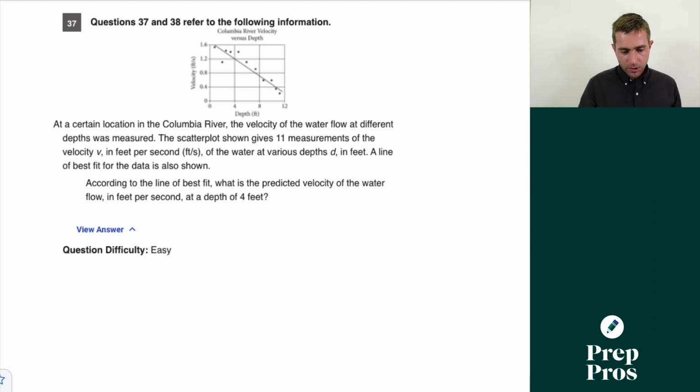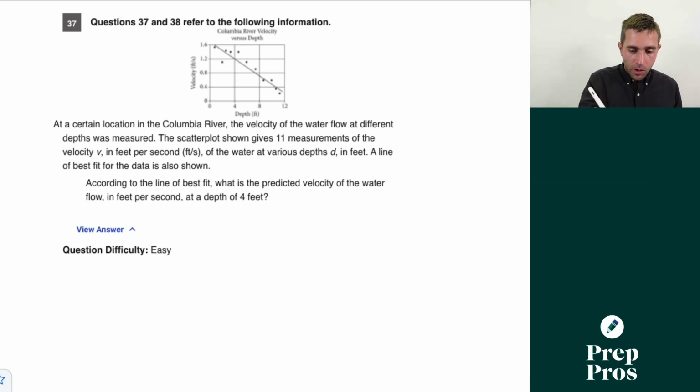All right, question 37 here. At a certain location in the Columbia River, the velocity of water flow at different depths was measured. The scatter plot shown gives 11 measurements of the velocity in feet per second at various depths. According to the line of best fit, oh, this is a really easy one. What is the predicted velocity at a depth of 4?